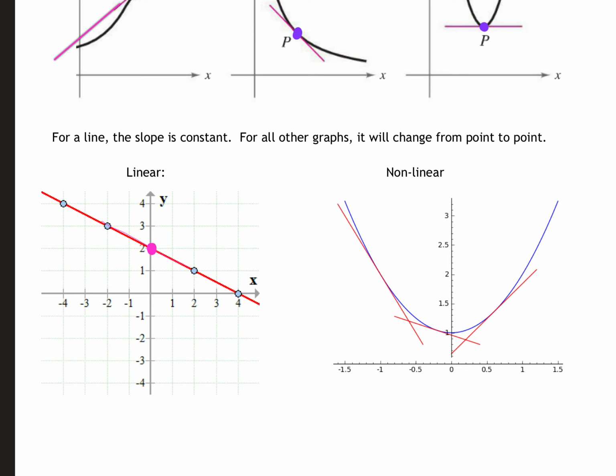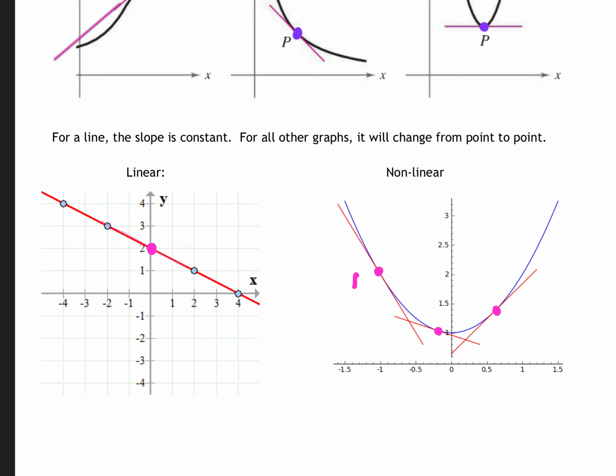What changes is when we go to a nonlinear function, so something like a parabola. If you notice on this graph, there are 3 different tangent lines drawn. And that's because I can pick different points on this function to draw a tangent line.